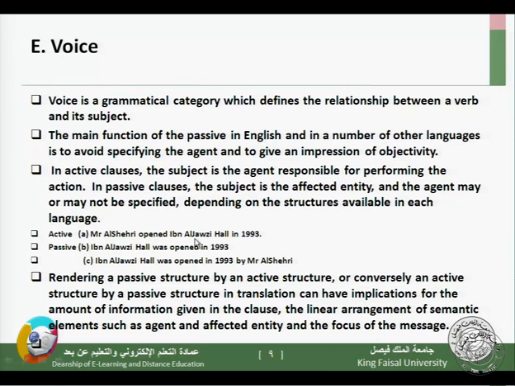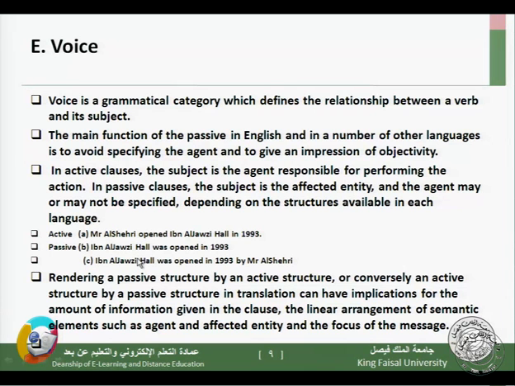Subject, verb, object. And voice defines the relationship between the subject and the verb. Look at passive: Ibn al-Jawzi Hall was opened in 1993. By who? We deleted Mr. Al-Shihri because we are not interested in him. We are being objective. We don't want to mention the agent, who opened it.